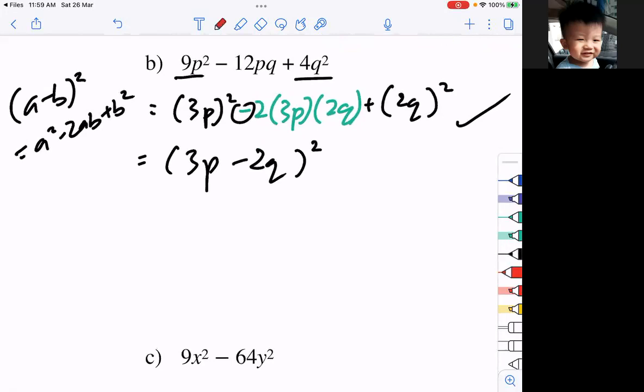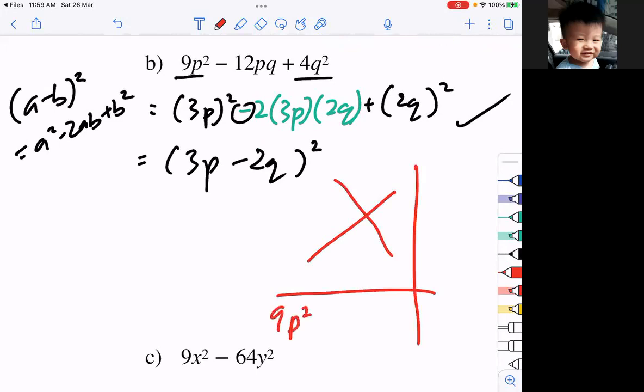Let's do the cross box. Nathan, the cross box is new to you, so you must pay a lot of attention. I put the first term here. I put the last term here. I put the middle term here. Can you remember? This is the same layout as we did earlier. What times what gives you 9p squared?